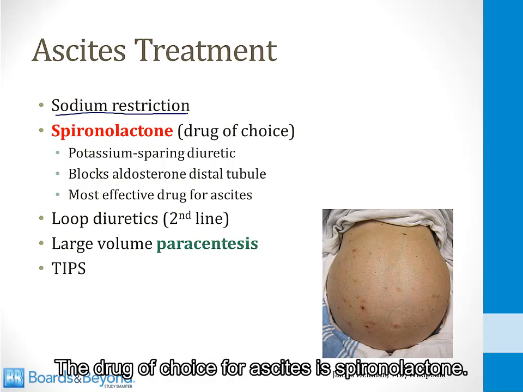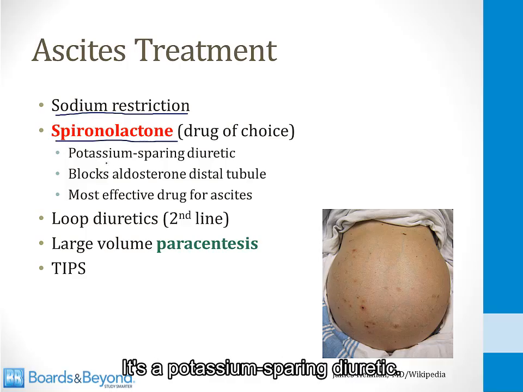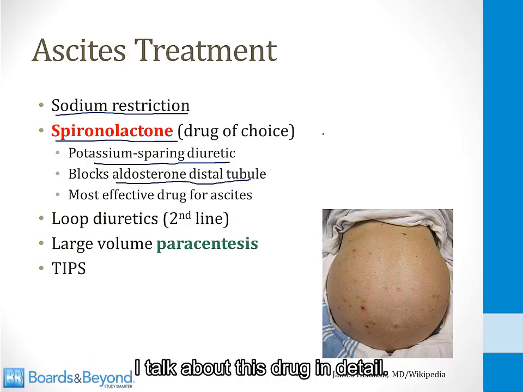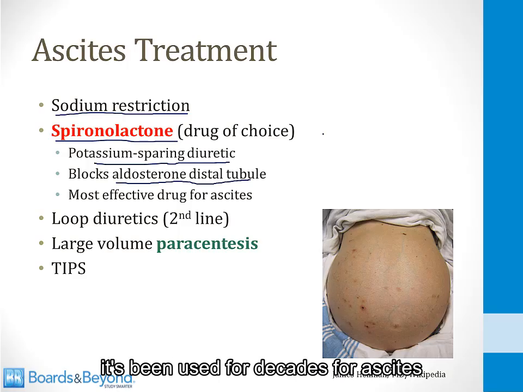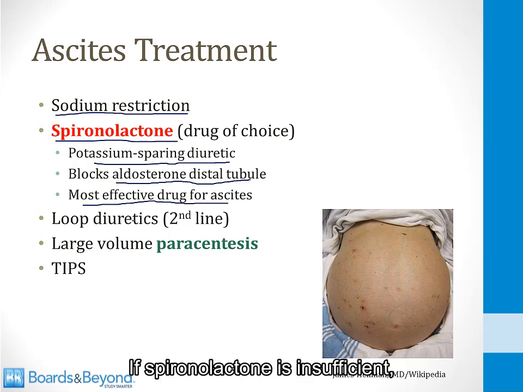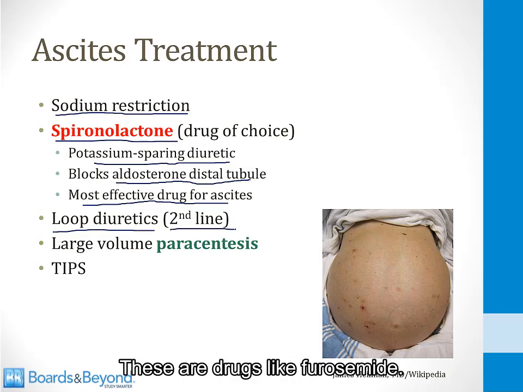The drug of choice for ascites is spironolactone. It's a potassium-sparing diuretic. It blocks aldosterone in the distal tubule. I talk about this drug in detail in the renal modules. It's been used for decades for ascites. For reasons that are not entirely clear, it's more effective than other diuretics and is always the first-line drug of choice. If spironolactone is insufficient, you can add loop diuretics. These are second-line therapy. These are drugs like furosemide.